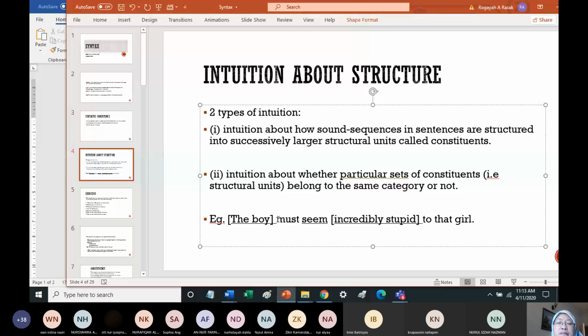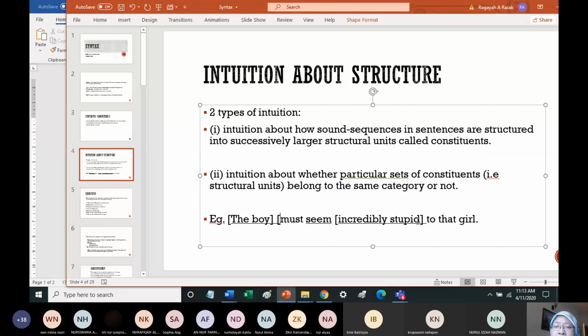And then must seem together with the verb. So this is saying the boy is one constituent. When I open the square bracket, I close the square bracket, indicating that this is a constituent. And then must seem is more together, and then incredibly stupid is more together on its own. But when you combine both of them, it's okay. But you have to have that internal relationship first before they can combine.